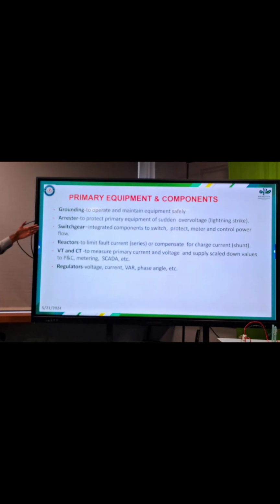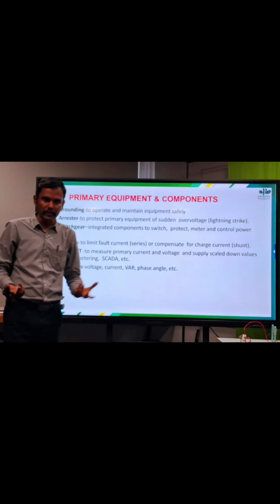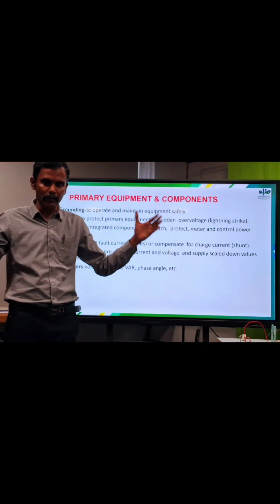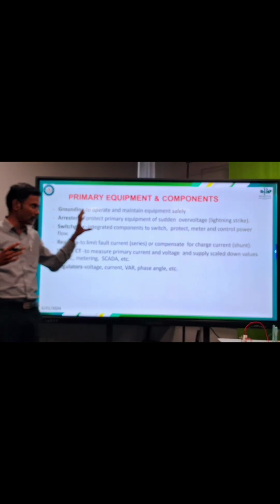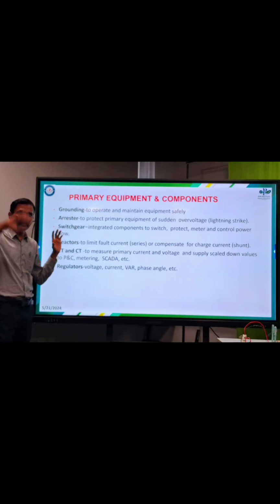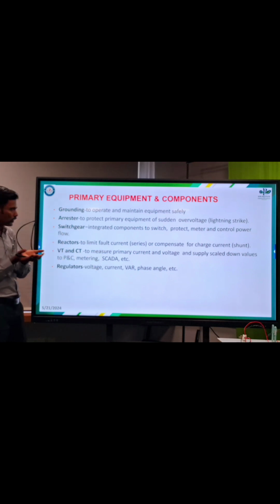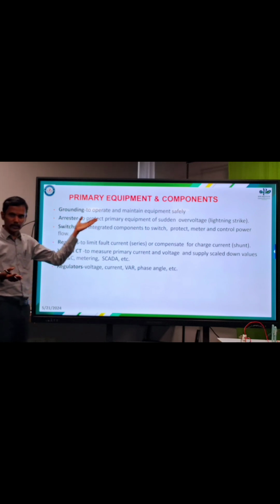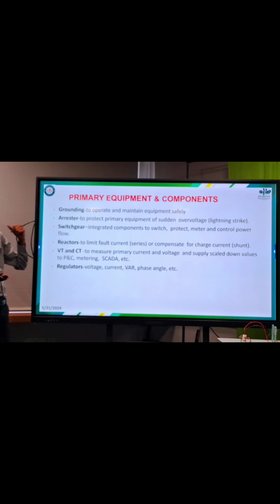The second one is the arresters. When I am getting over voltages, I can say that over voltage can be classified into two types. One is lightning over voltages, and the other is switching over voltage. When I am getting lightning over voltages, the substation components should be protected. They can be protected by means of surge arresters, or lightning arresters.